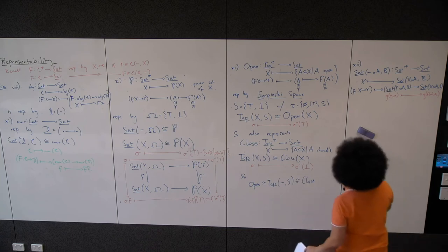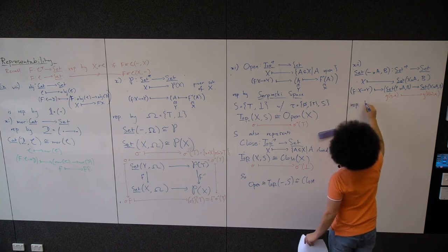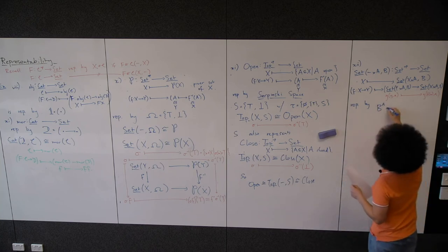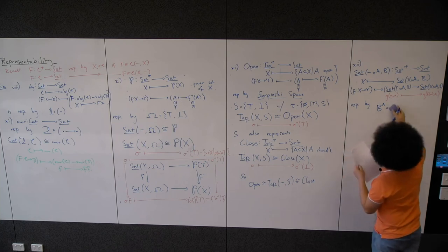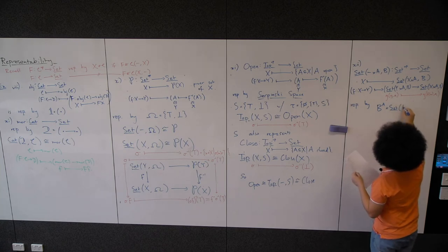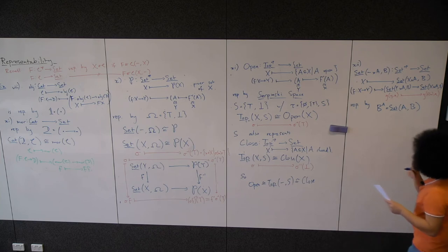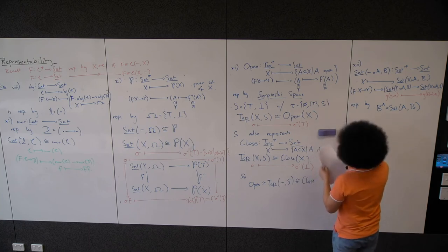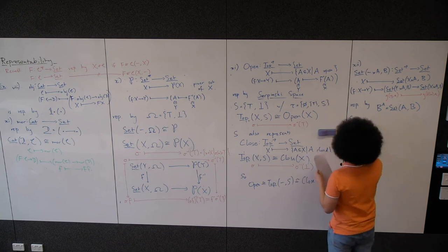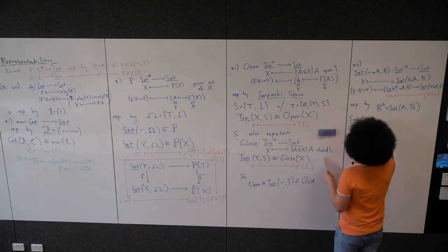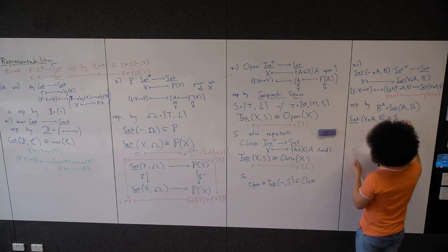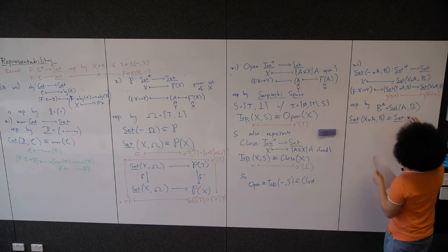All right, this is represented by the set B^A, which is the set of functions from A to B. Okay, so we need to see some isomorphism. So if I have set from X cross A to B, that needs to be isomorphic to set from X to B^A.